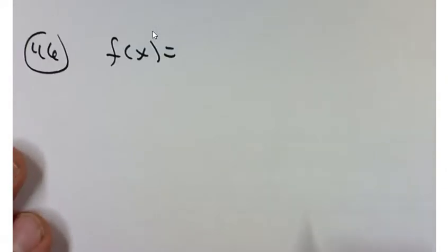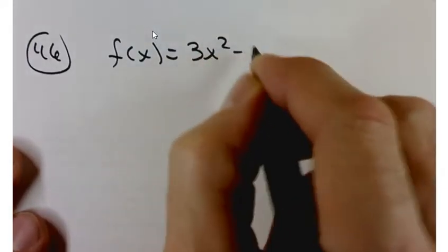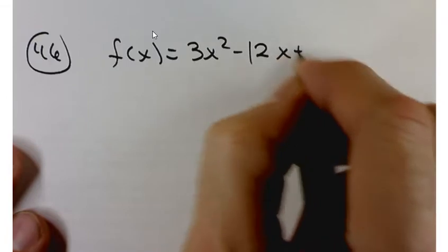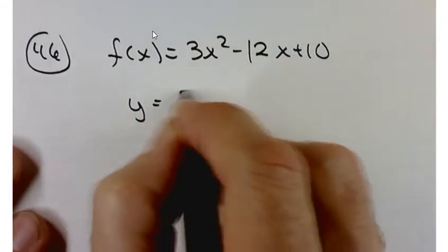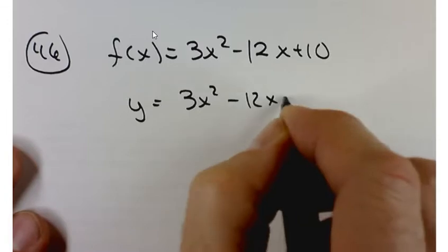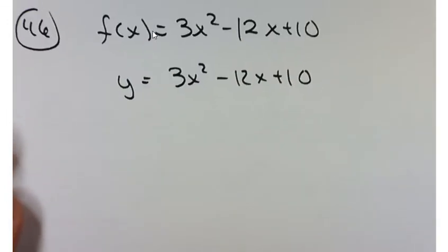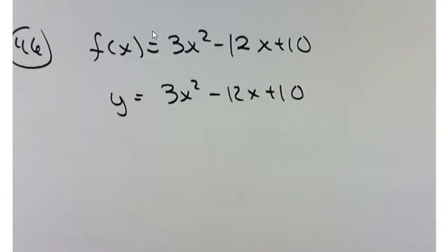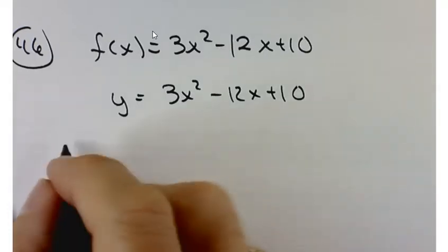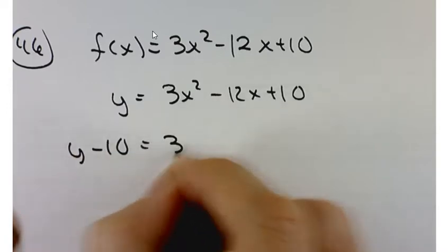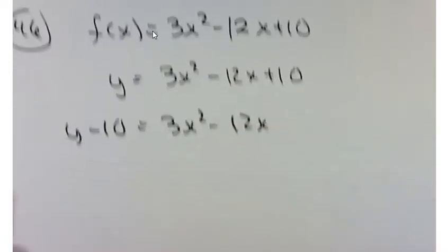So 46 is f of x is 3x squared minus 12x plus 10. And as with all these, I prefer to write a y here. Where should I start? What do you think? What would be a good place to start? Sarah? Yeah, subtract 10. So y minus 10 equals 3x squared minus 12x. That's good.